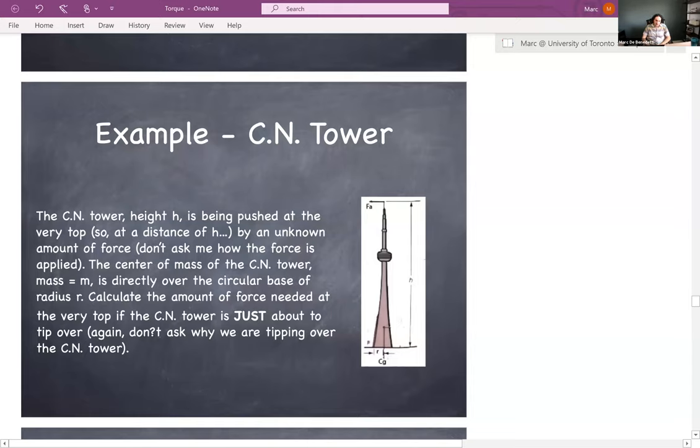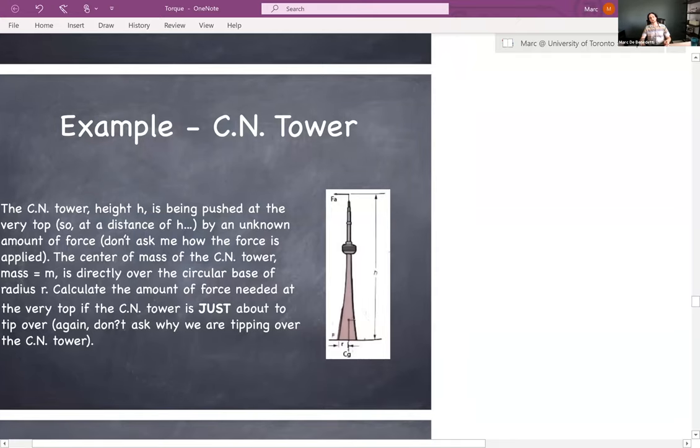Anyway, the center of mass of the CN Tower, M, is directly over the center of the circular base with a known radius of R. How much force will be needed to tip the CN Tower over? So, a new type of problem: a torque problem, an equilibrium torque problem. You've never seen this kind of problem before. How do we approach it?